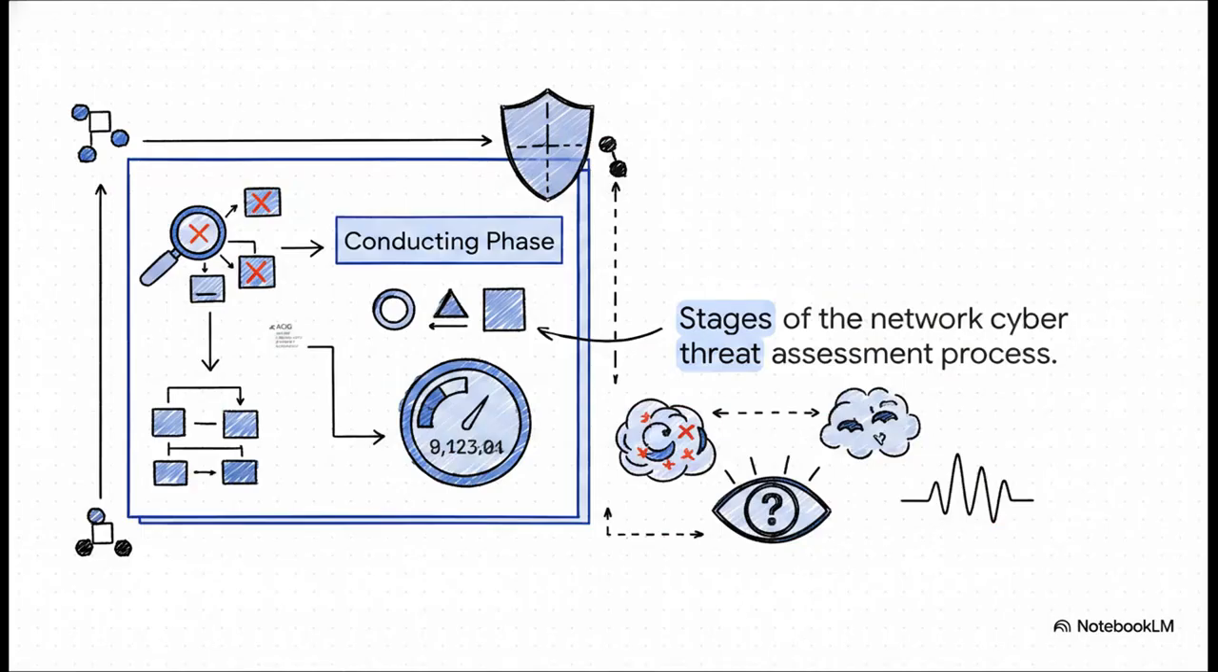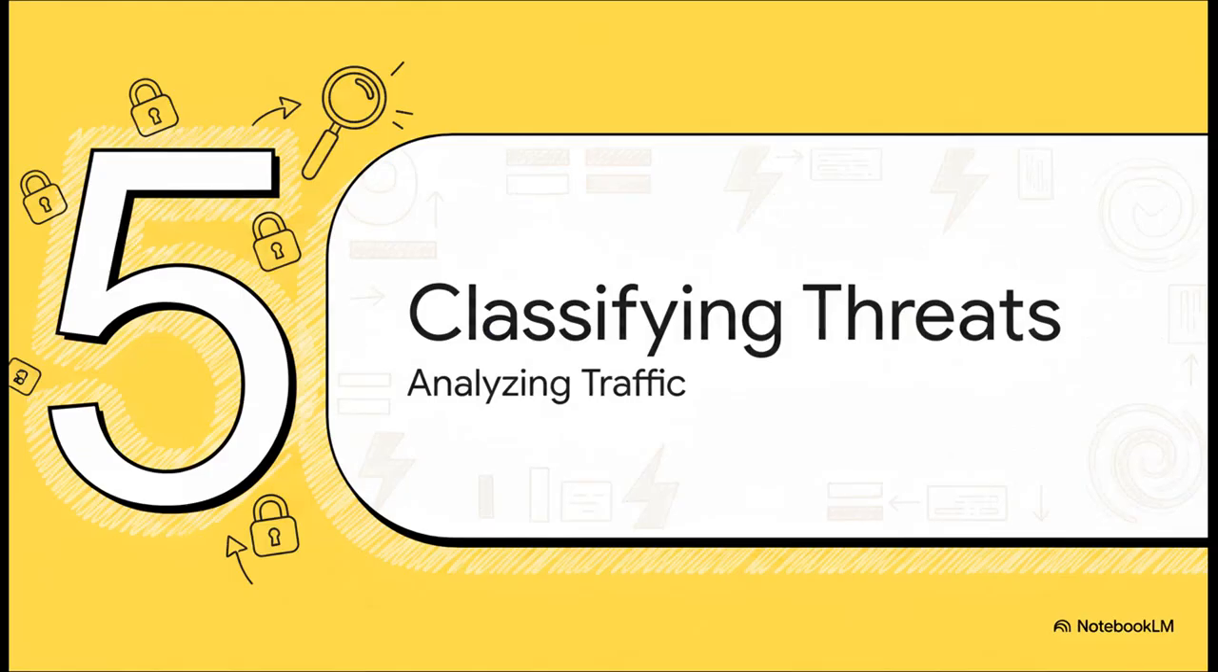Building this into a structured process makes it repeatable. And the real magic happens in that conducting phase. That is where you take your approach for classifying threats, identify their specific characteristics, and calculate a definitive cyber threat score. But obviously, to do that accurately, you have to know exactly what you're looking at in the raw data. Which leads perfectly into Section 5, classifying cyber threats.